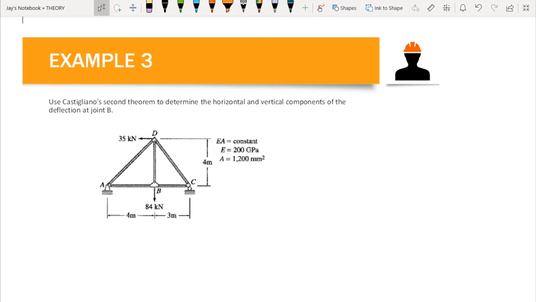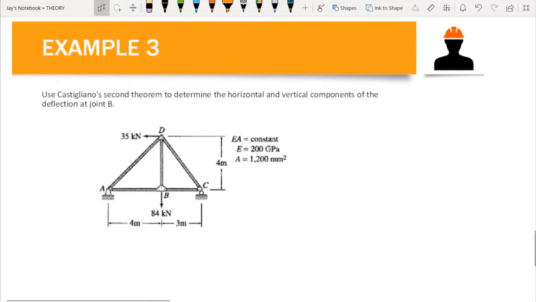And now we have this example number 3 in which we are asked to compute the horizontal and vertical component of the deflection at joint B. So this is a truss system, so we will be using the deformation formula PL over AE. If you know this equation already, this is the formula for the deformation of axially loaded members, because in a truss we have axially loaded members.